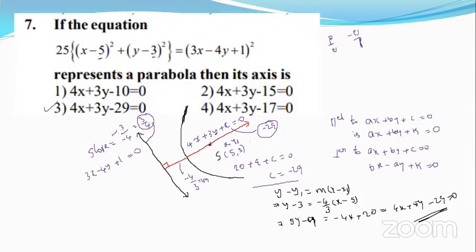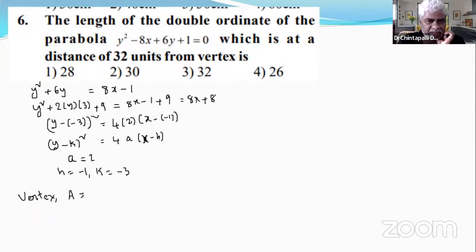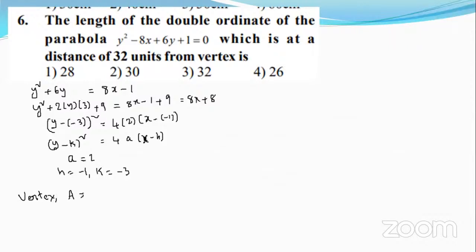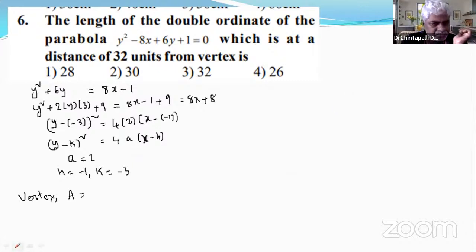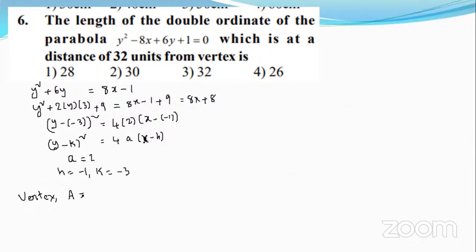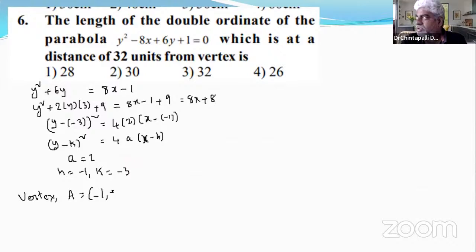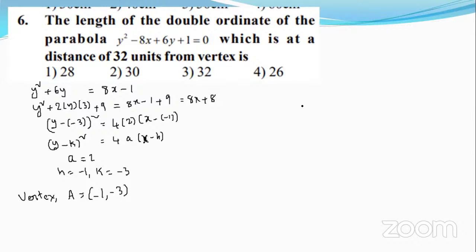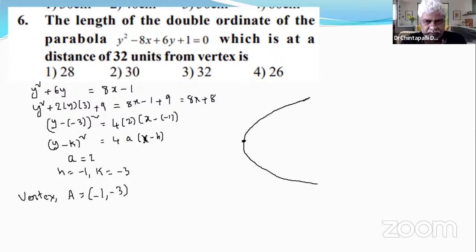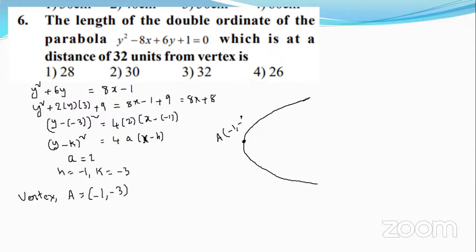The vertex is h comma k, sir. Right. What is h and what is k in the equation? h is -1 and k is -3, sir. So the vertex is -1 comma -3, right? Yes, sir. See, it is a parabola. The vertex is -1 comma -3, right? Yes.